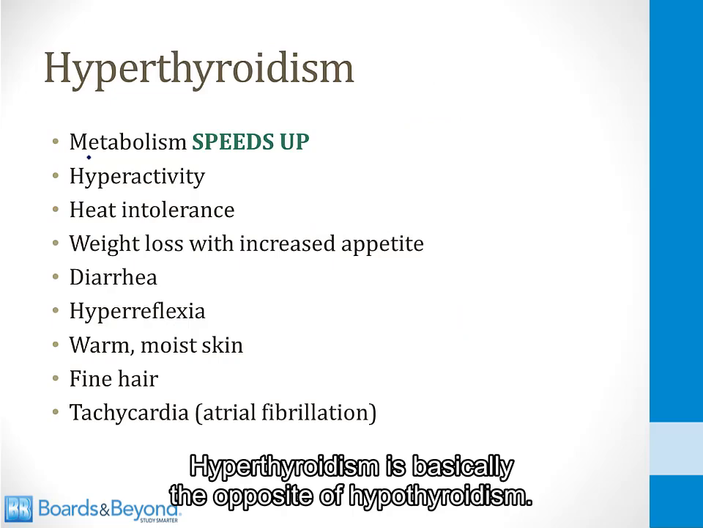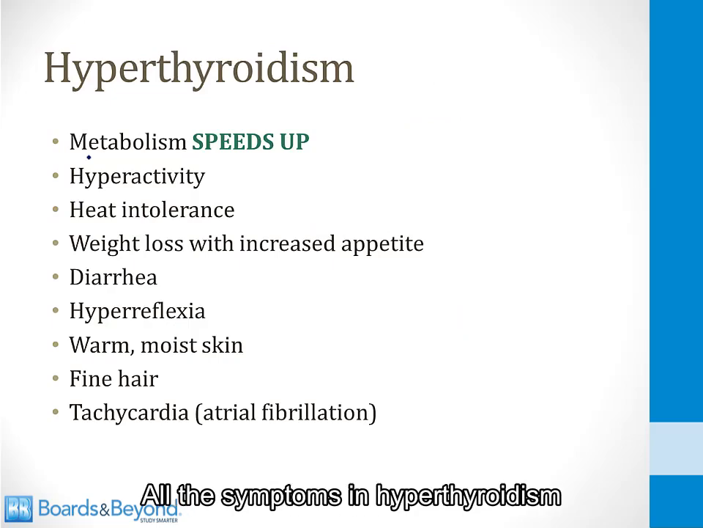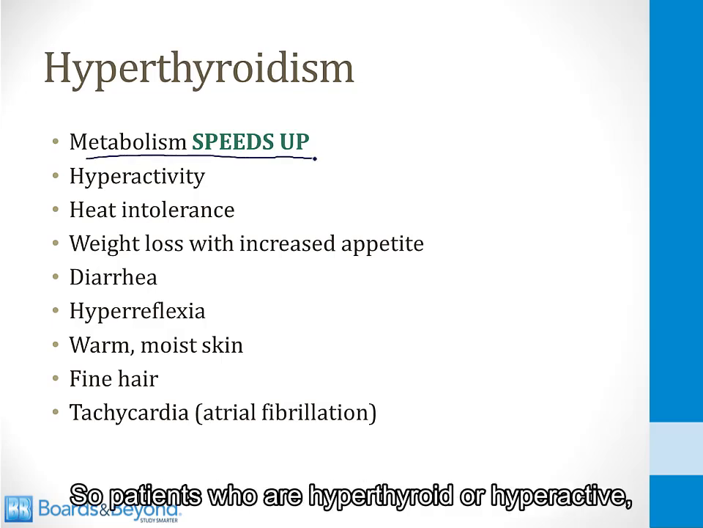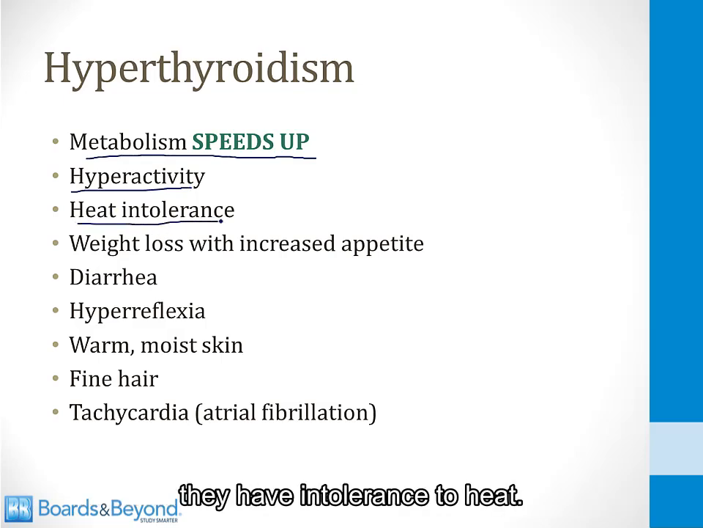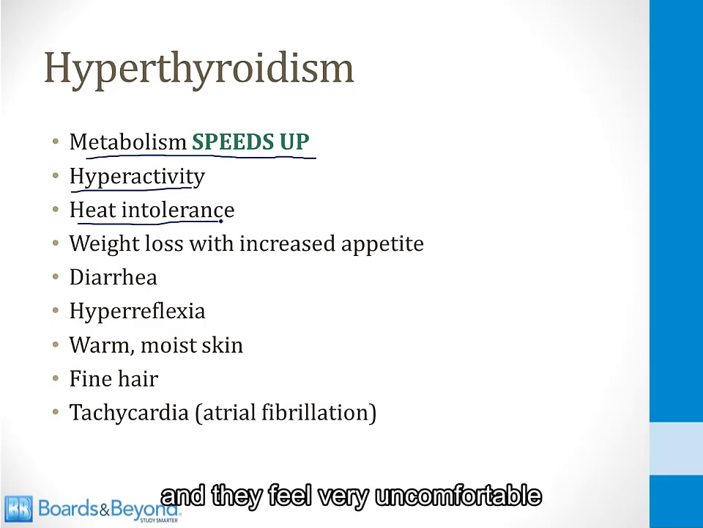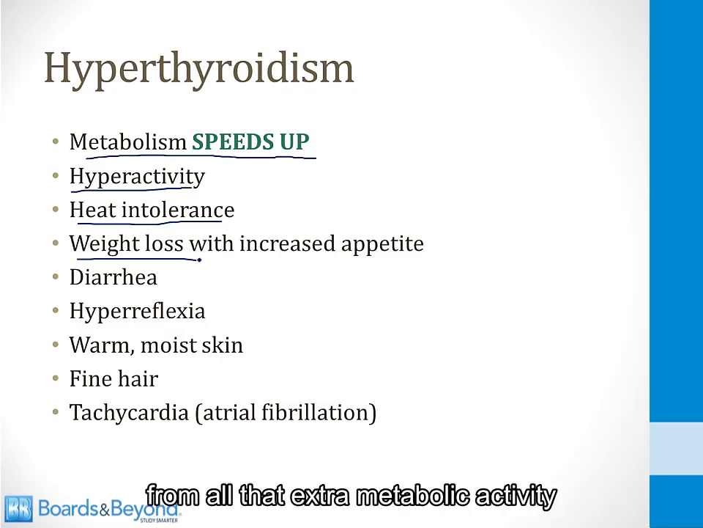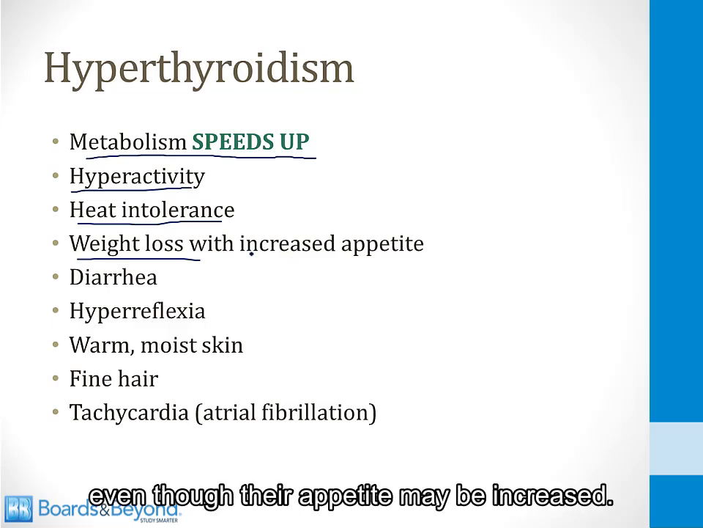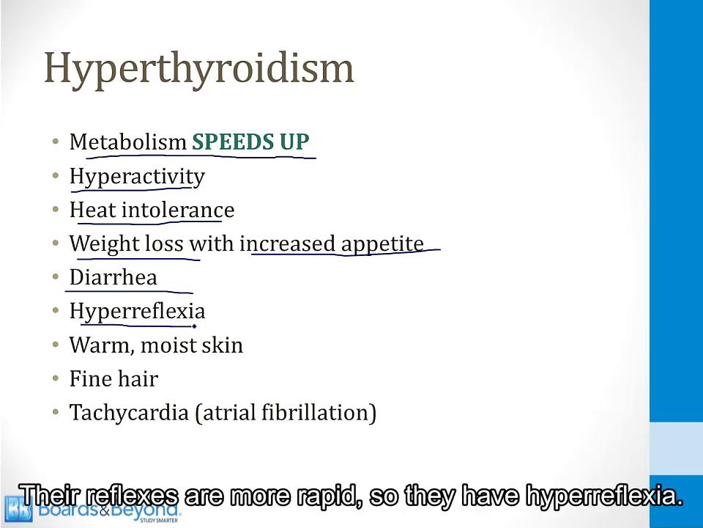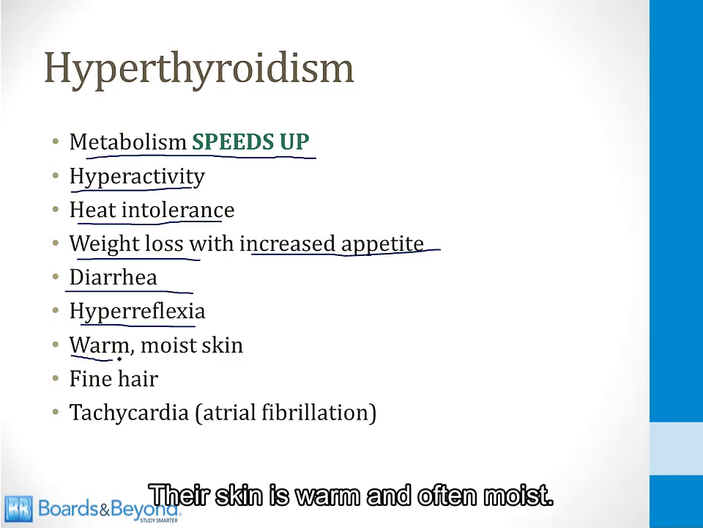Hyperthyroidism is basically the opposite of hypothyroidism. All the symptoms in hyperthyroidism occur from metabolism speeding up. So patients who are hyperthyroid are hyperactive. They have intolerance to heat. Their basal metabolic rate is high and they are always burning energy. This makes them warm and they feel very uncomfortable when they go into hot environments. They will have weight loss from all that extra metabolic activity even though their appetite may be increased. Their bowels move more rapidly, so they have diarrhea. Their reflexes are more rapid, so they have hyperreflexia. Their skin is warm and often moist.